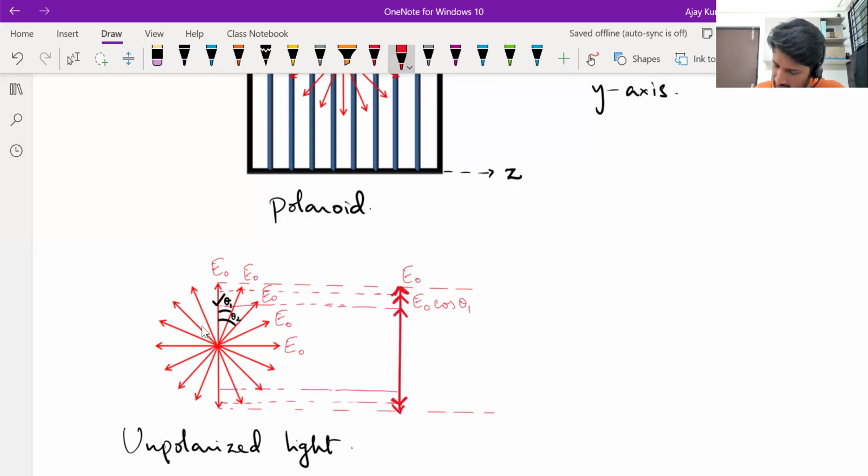So another electric field like this will pass through that axis. That electric field's maximum magnitude is E naught, then E naught cos theta 2, and so on. So different waves which are components of this unpolarized light will have different amounts of electric field passing through the axis. The fourth one makes an angle theta 3 with the y-axis. Then its component that passes will be E naught cos theta 3, a smaller amount of electric field.